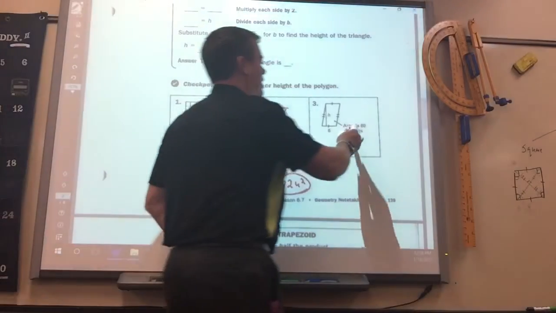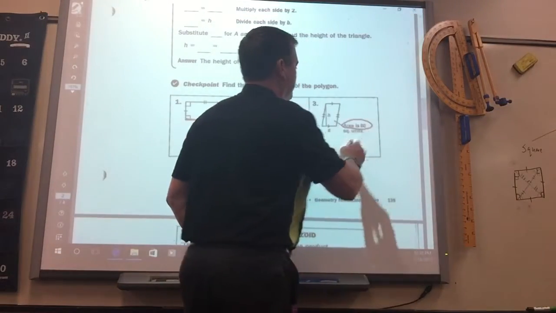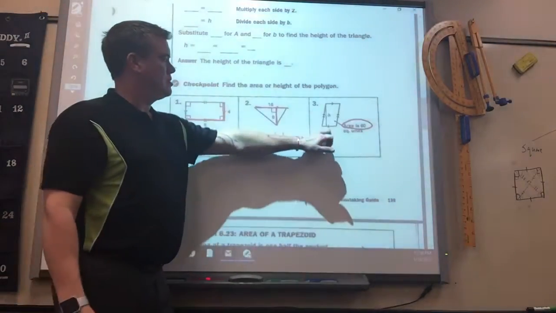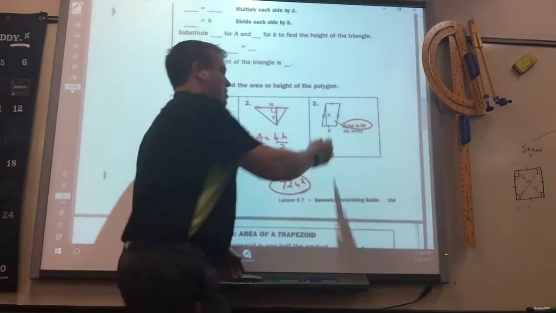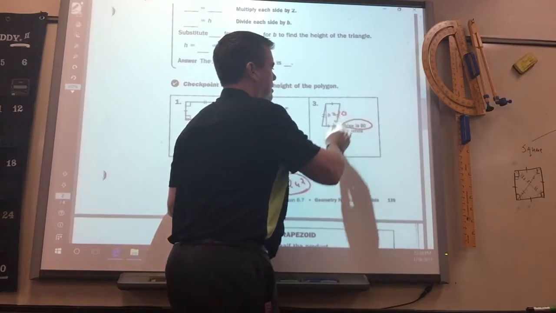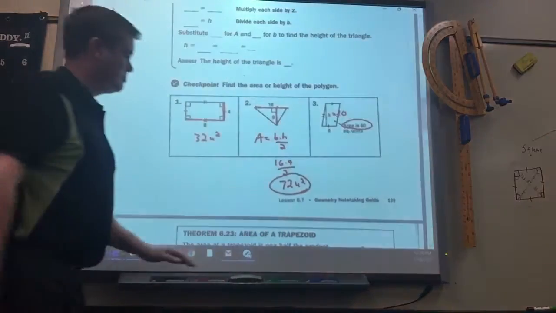Here they give us the area, and they want the height. 6 times what? 10. So the height is 10. 6 times 10 is, yeah.